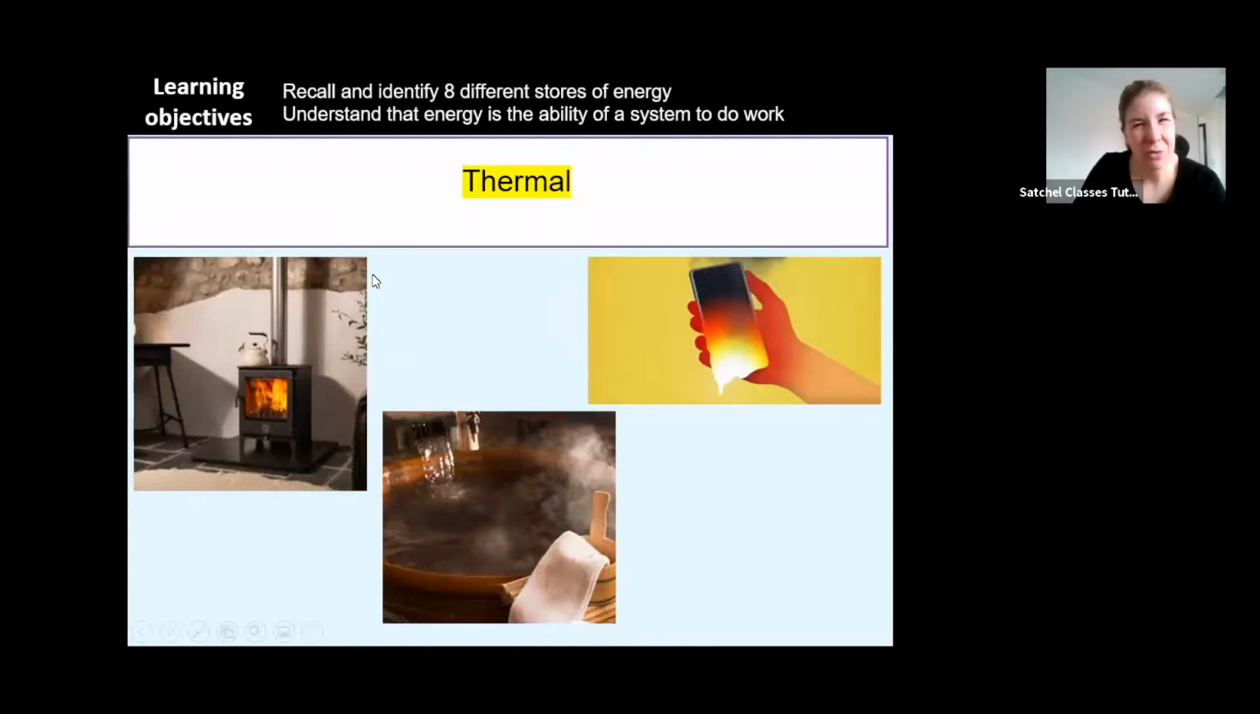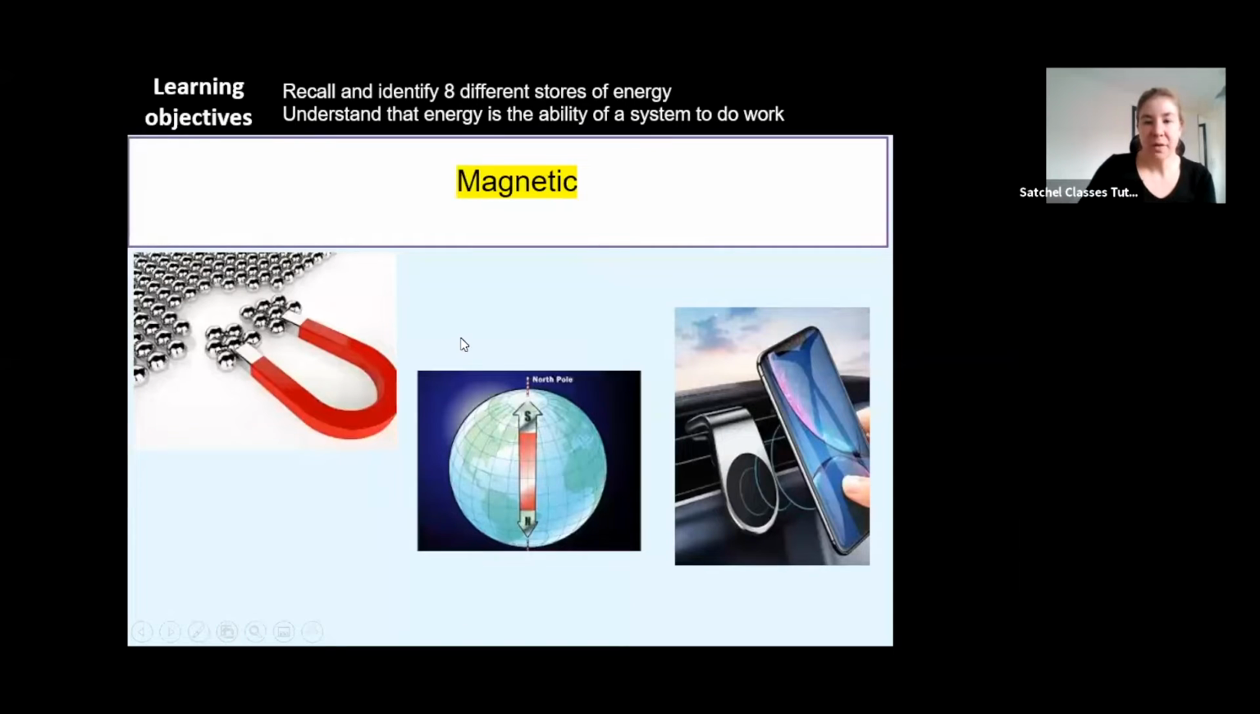Thermal, this is a nice easy one. So thermal, again, something can have a thermal store of energy. Your phone, for example, when it gets very hot, has a large store of thermal energy. A hot bath, or of course, a fire, has lots of thermal energy.